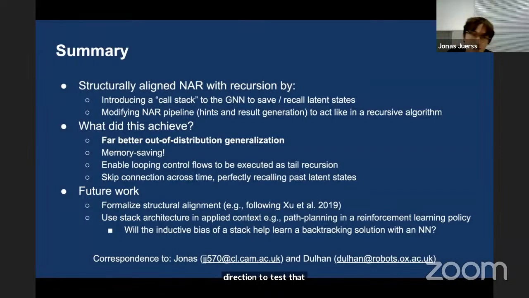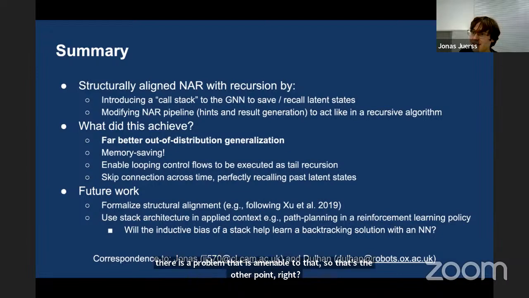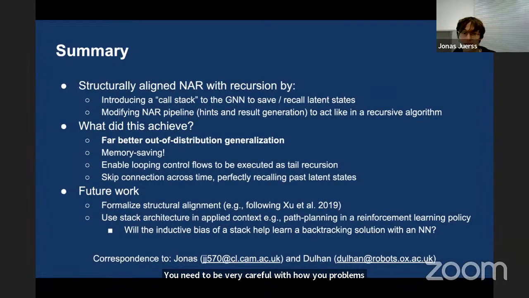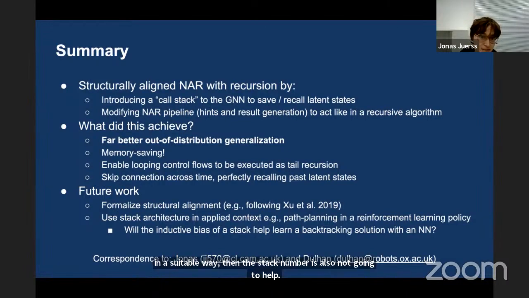So yeah, in summary, what did you take away from today? First of all, I think this really interesting idea that the simple idea of adding a stack memory can actually help quite a lot if there is a problem that is amenable to that. So that's the other point, right? You need to be very careful with how your problem is formulated, because if the problem isn't formulated in a suitable way, then the stack memory is also not going to help. And it turns out, yeah, that works pretty well.